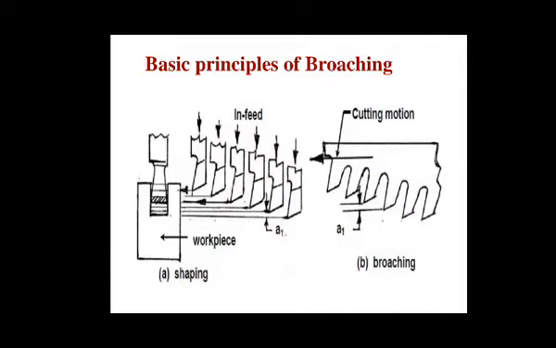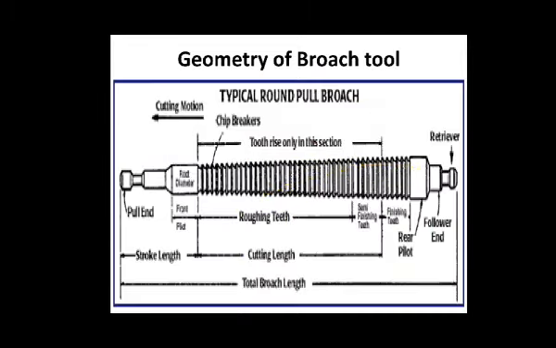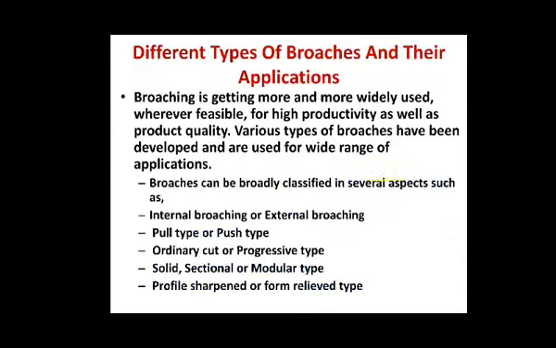So here you can see the next, the basic principle of broaching. So this is vertical push, it is inserted into the workpiece, and this is the horizontal pull. This is pull to the left side to achieve this much required hole. Okay, this is the geometry of the broach tool. Here you can see the pitch, shank length.